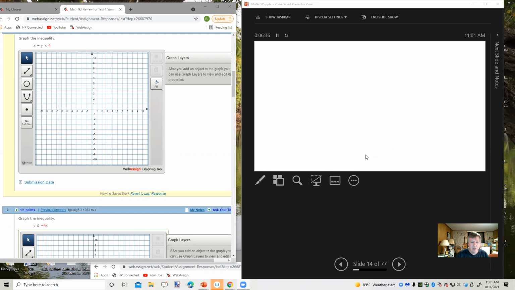Okay. So looking at the WebAssign screen, we see the problem that says graph the inequality x minus y is less than 4. So we're going to graph a single linear inequality. The first thing we're going to do is take a look at the related equation, x minus y equals 4. Then we're going to come up with a couple of points that are solutions to the graph of that linear equation. And I'm going to go ahead and use the x and y intercepts.